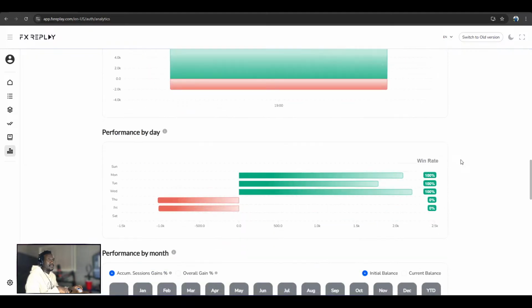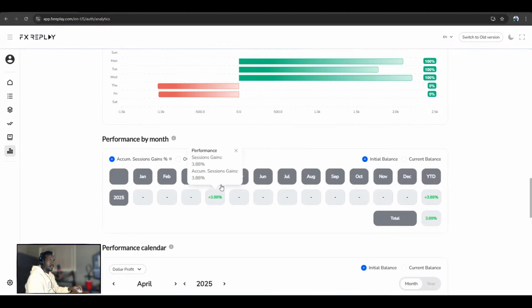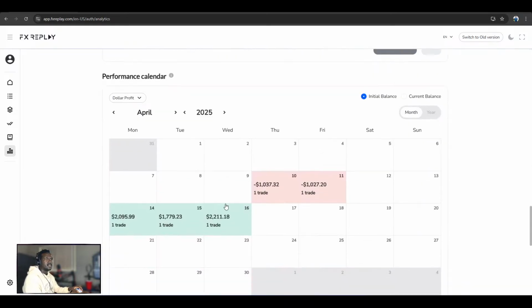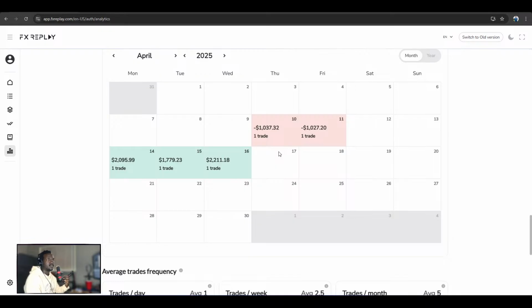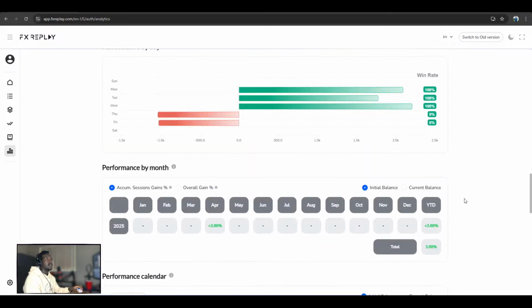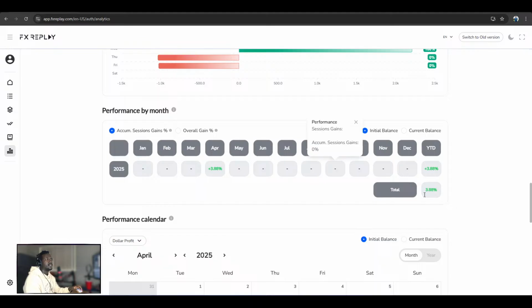What else are we looking at? Monday was my best day, Wednesday was the best day, but this is not so much because we only did a few days. So we are up 3 hours in the month of April. That's not bad. Can we see individual days what we did? So the first 2 trades were losses, and then the next 3 trades were winners with the potential to make even more. So I'm curious to see what the rest of the month will look like.